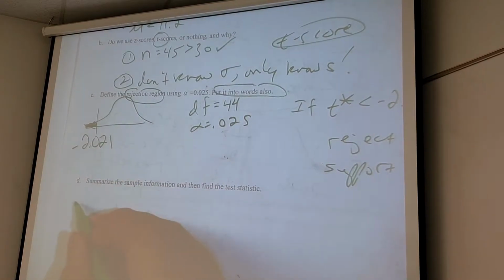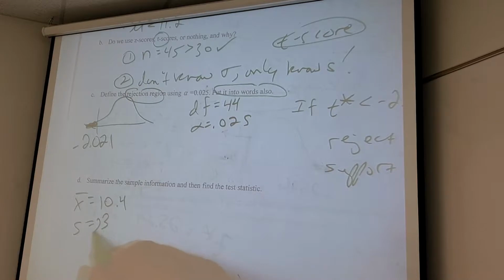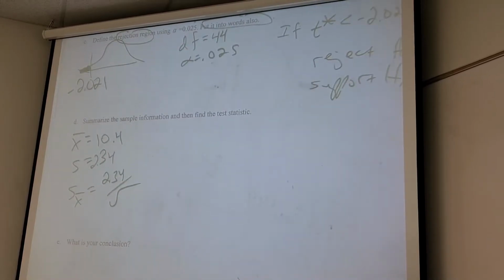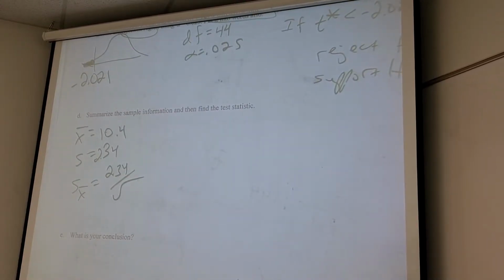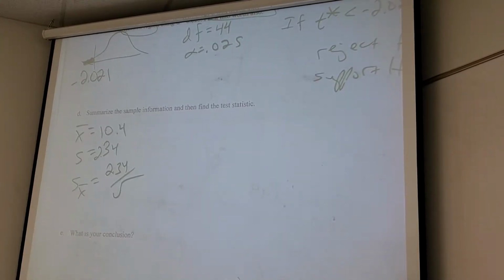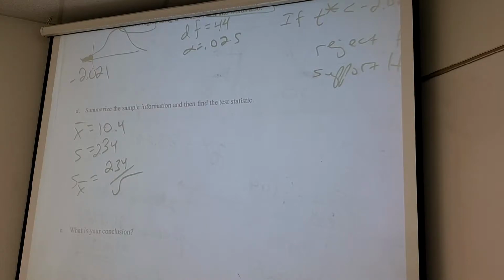Now, what do we know from the sample? X bar is 10.4. S is 2.34. So what's the new standard deviation? This is where people get a little confused. Anybody confused about why I'm going to do this? S is a spread for individuals. It happens to be from a sample. That's why it's got the letter S. I still need the spread for groups. Groups of size 45. So I've still got to do this.